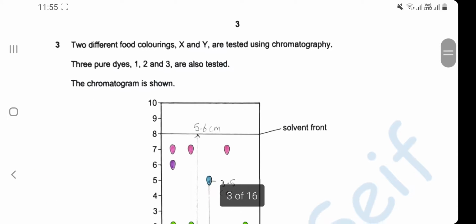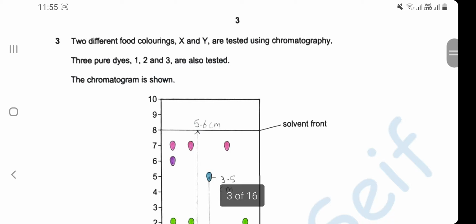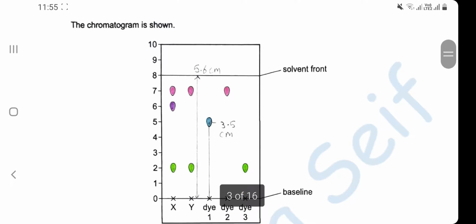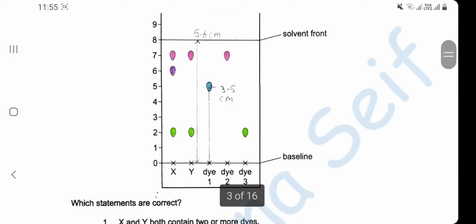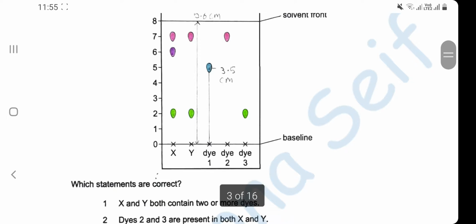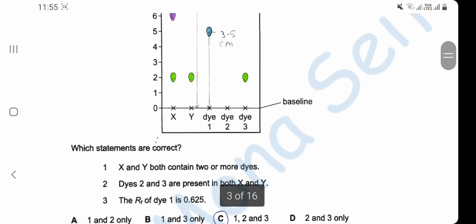Third question. Two different food colorings, X and Y, are tested using chromatography. And three pure dyes, 1, 2, 3, are also tested. And this chromatogram is as shown. Here, dye X separated into 3 spots, Y into 2 spots, and we have dye 1, dye 2, dye 3, as compared in the chromatogram. Here, which statements are correct, which means that we can choose more than one.